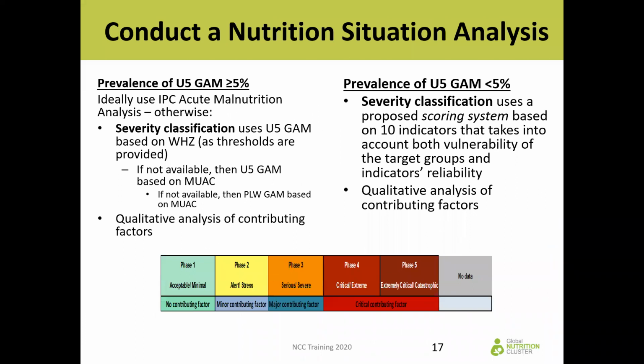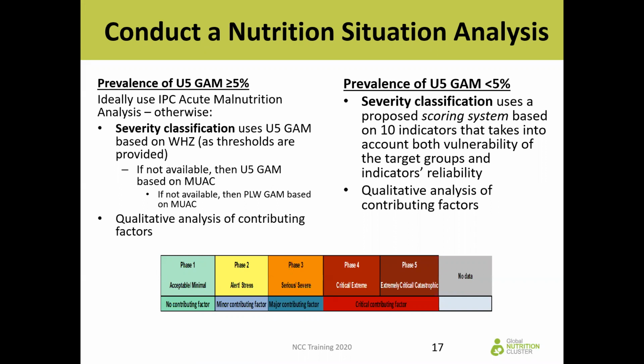When it comes to conducting a nutrition situation analysis, this brings us back to those 3 different scenarios. So once again, if you are in scenario 1, where an IPC acute malnutrition analysis is being done, you will focus those results for your nutrition situation analysis based on the results from the IPC acute malnutrition analysis. Quite straightforward.